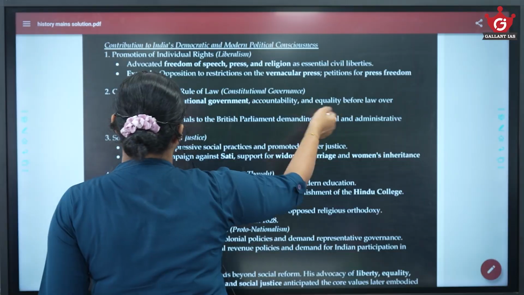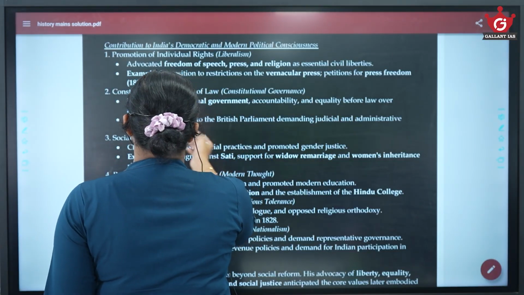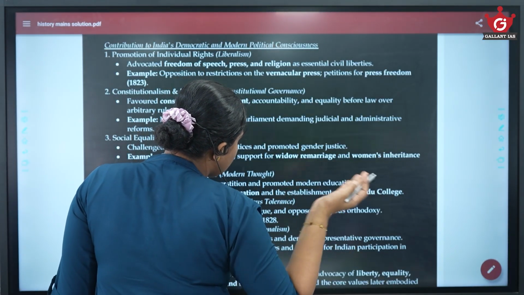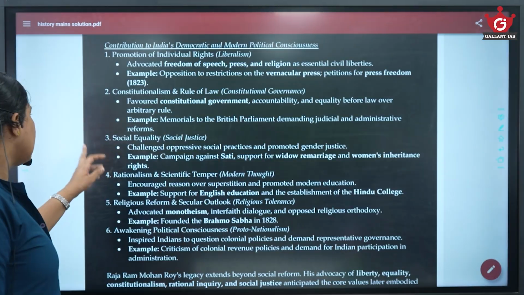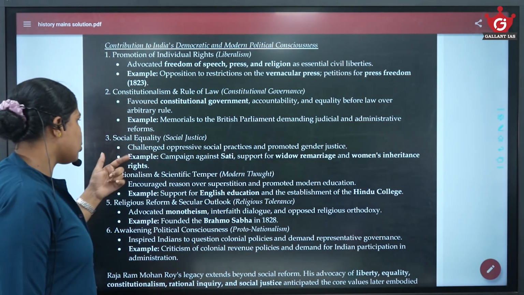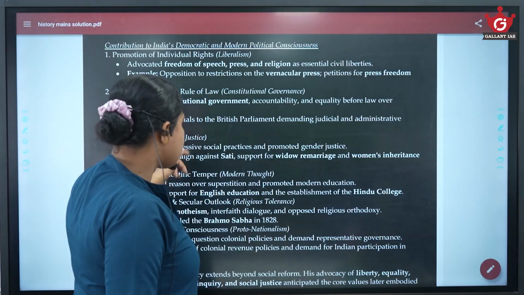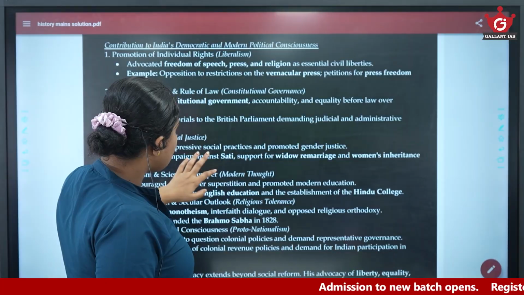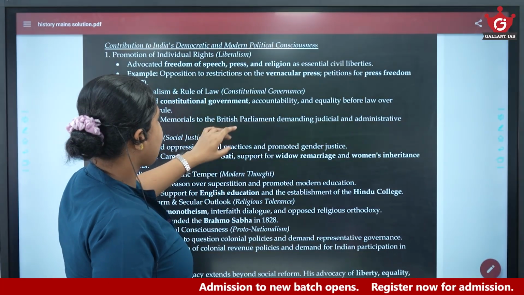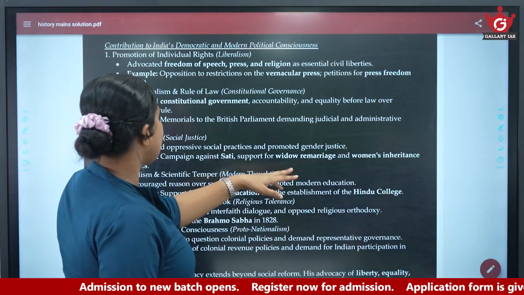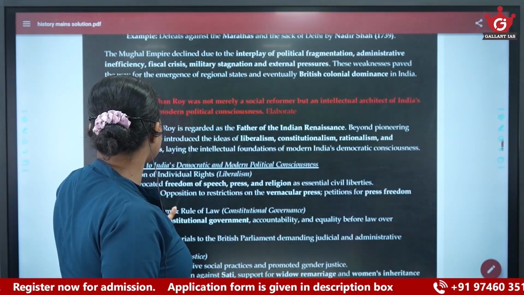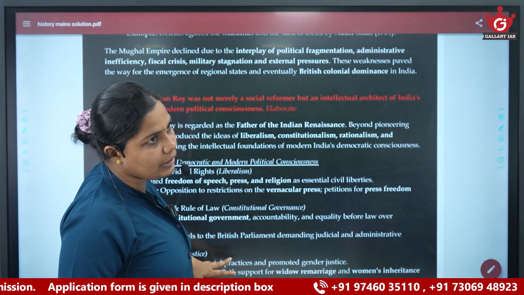See, these are the keywords, okay? And you can give an example. He gave memorials to the British Parliament demanding judicial and administrative reforms. Next is social equality, that is, social justice. He challenged oppressive social practices, promoted gender justice. For example, his campaign against sati, which is very famous, support for widow marriage, women's inheritance rights, etc. Since he has done so many things, he is regarded as the father of the Indian Renaissance.